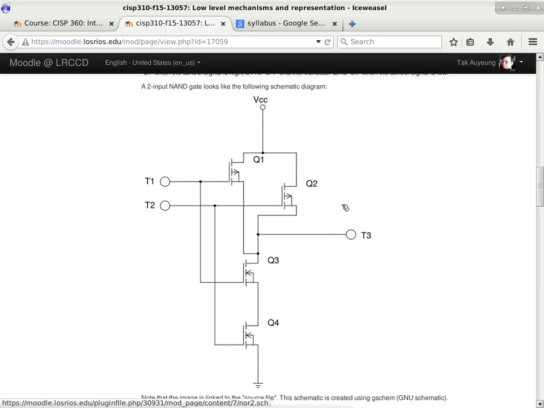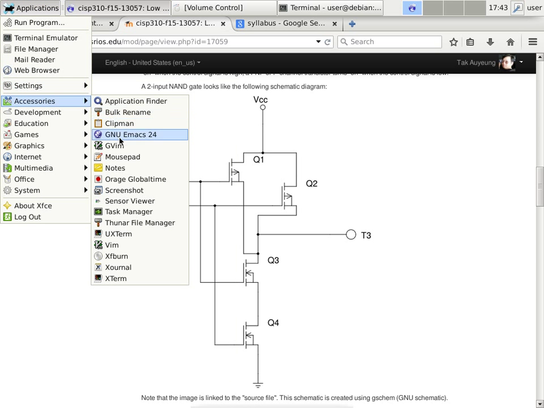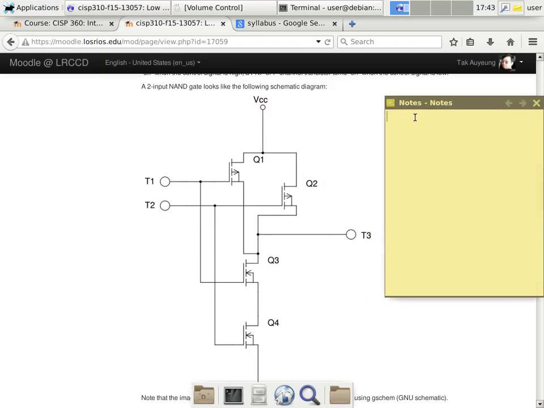Okay. So what I'll do is I'm going to start up a text editor on the side so we can let the picture stay here. And that works. Okay, that worked. So what we'll do, it will say T1 is low. We'll just use a 0 to mean low and a 1 to mean high. And T2 is also low. Okay. So what happens when T1 is low and T2 is low?